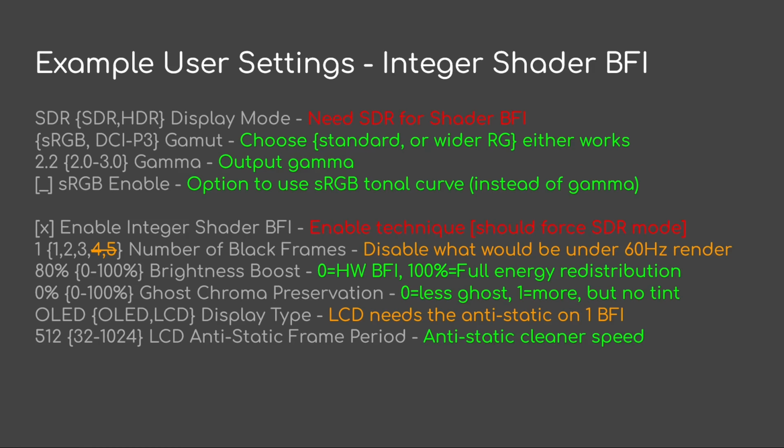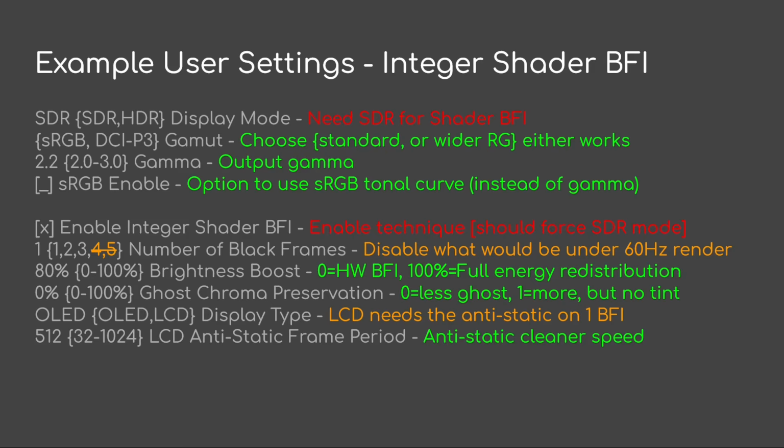And then when it comes to shader BFI, we'd have a few options. One, a toggle to enable. And then if we enable, this should force it into SDR mode. And then a selection of the number of black frames for, say, the integer shader BFI. I would just disable anything under 60 Hertz, so that the user isn't expecting it to work at, say, 24 Hertz. Then we'd have a brightness boost from 0 to maximum. So if we do 0, we're getting close to what the actual displays would have. If we do 100%, we're getting full energy redistribution.